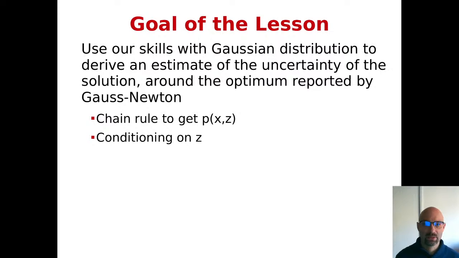You can imagine that we will be using the hammers in our toolbox, which is the chain rule, to get P of x and z, so the joint distribution over the state and the measurement, and then we will condition on z. This is what we were doing in the filter, and this is what we will be doing in least squares.